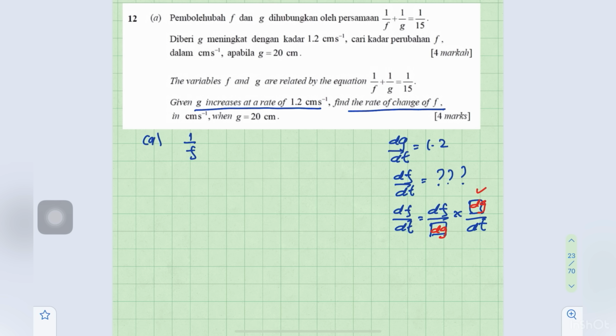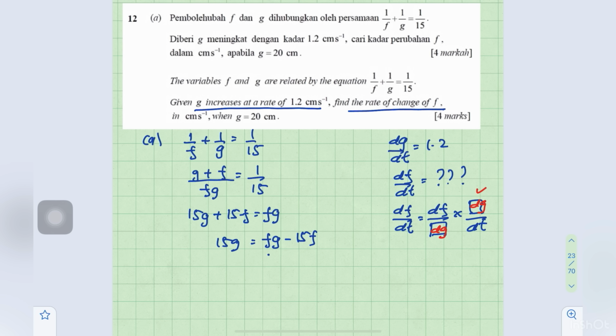So from the equation 1 over f plus 1 over g equals to 1 over 15, kita kena jadikan f as subject eh. So then kita equate the denominator fg. So ni g plus f equals to 1 over 15. Cross multiplication, so 15g plus 15f equals to fg. So groupkan together f ni sebab kita nak f subject. So fg minus 15f equals to 15g. Okay, ni boleh factorize f. So f times g minus 15 equals to 15g. So dapatlah f equals 15g over g minus 15.